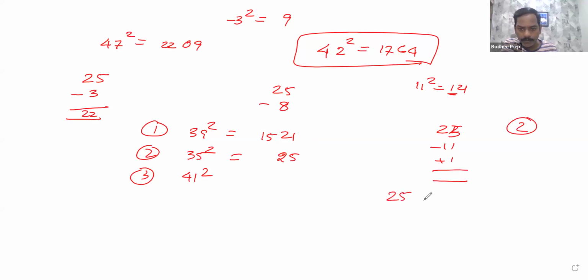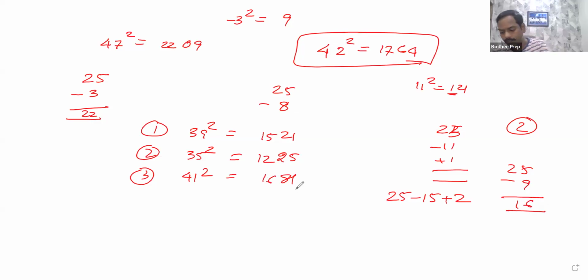Then from 25, we have to deduct 15 and we have to add 2. So 25 minus 15 plus 2 comes out to be 12. So it is 1225. For 41, it is 9 less, so it will be 81. 9 square is 81. Again, from 25, we have to deduct 9, which comes out to be 16. So it is 1681. We can check. 41 into 41 is 1681.